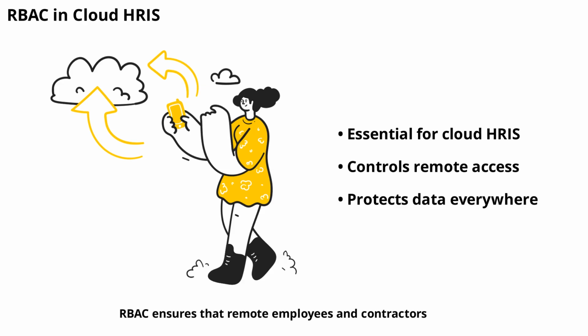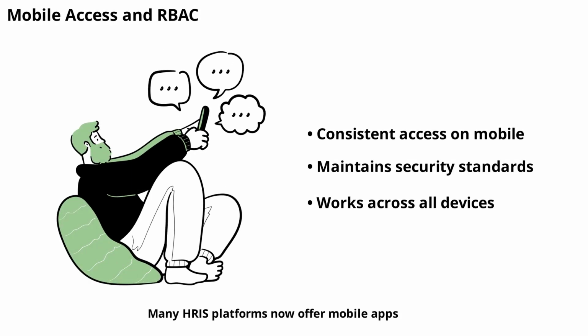RBAC ensures that remote employees and contractors only see the data relevant to their roles, no matter where they log in from. Many HRIS platforms now offer mobile apps. RBAC ensures that mobile users have the same secure, role-based access as those on desktop. This consistency is crucial for maintaining security standards across all devices and platforms.